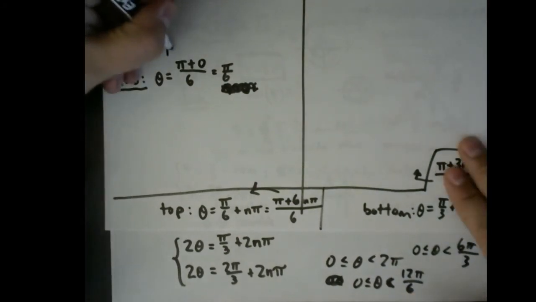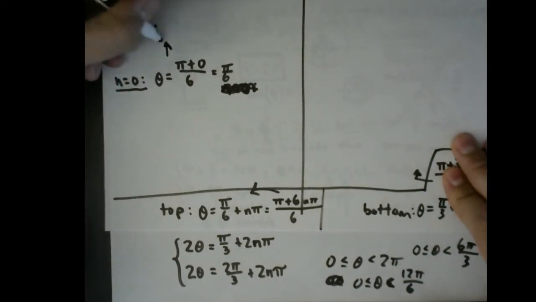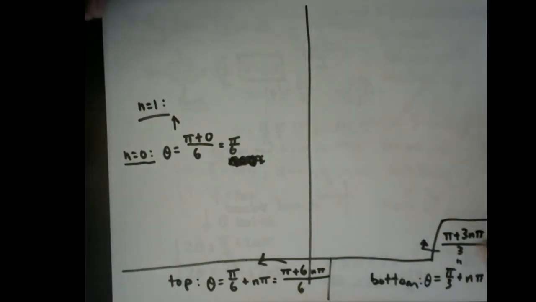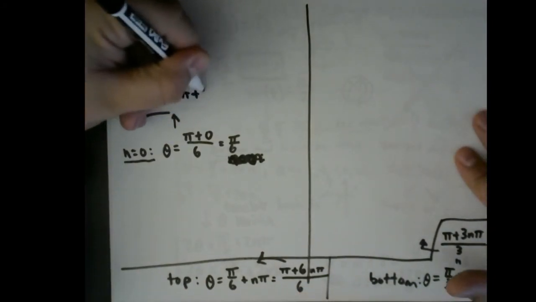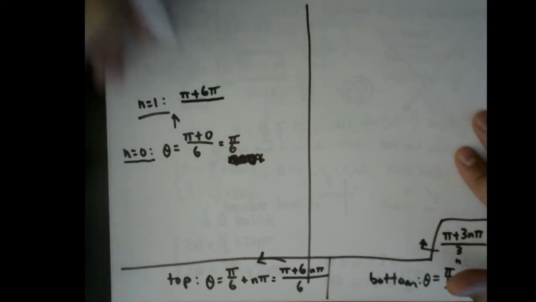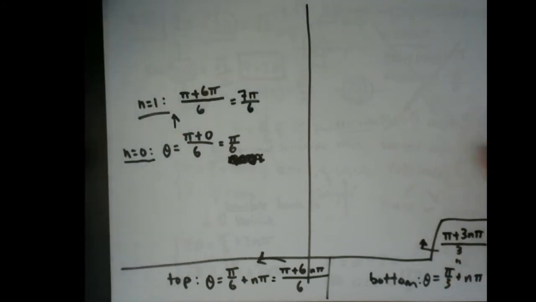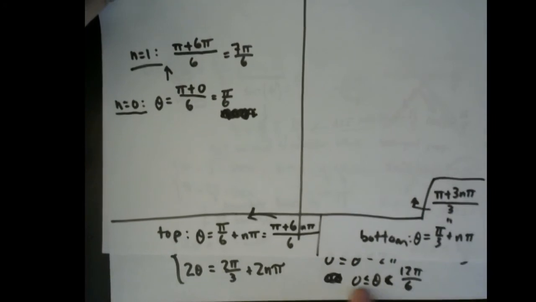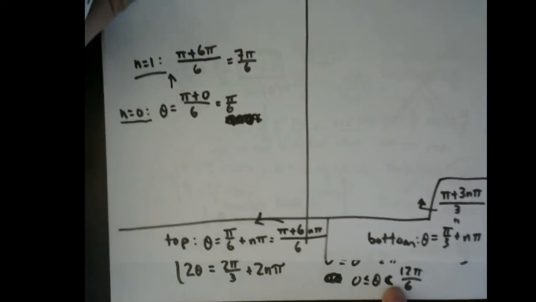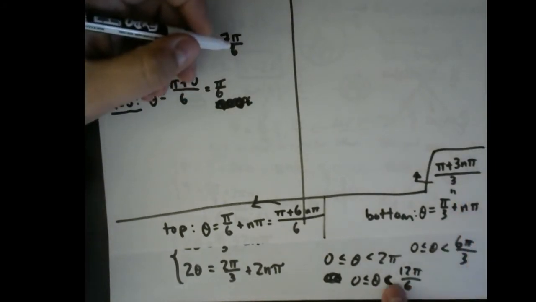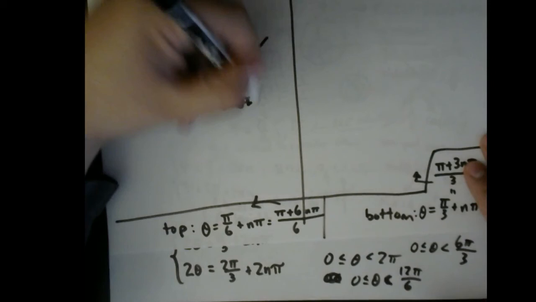So let's try a bigger n. If I try n equal 1, what happens? Well, I can pull this down now because we're using this equation. If I use n equal 1, I get pi plus 6 pi over 6. Well, that's 7 pi over 6. And I put my restriction here. That's well within this range. 7 is smaller than 12, so that's okay.